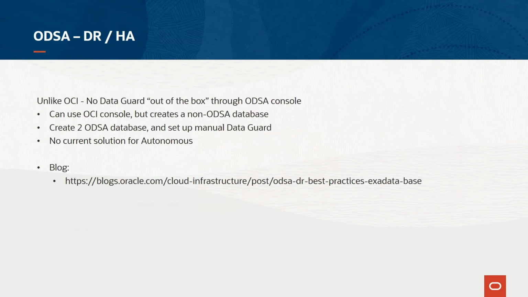We will talk a little bit about DR and HA within ODSA. And there are some important things to realize here. The first one, the most important one really, is that there is no Data Guard setup out of the box through the ODSA console. So unlike OCI, where through the OCI console you can set up a Data Guard instance and have everything basically set up automatically, you cannot do that through the ODSA console.